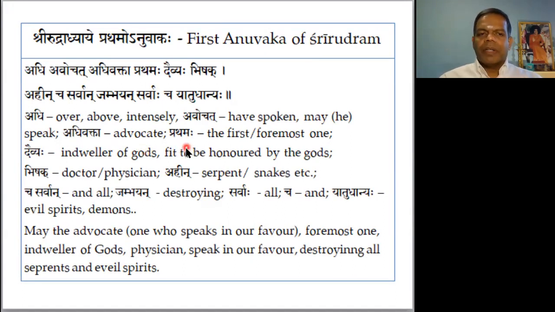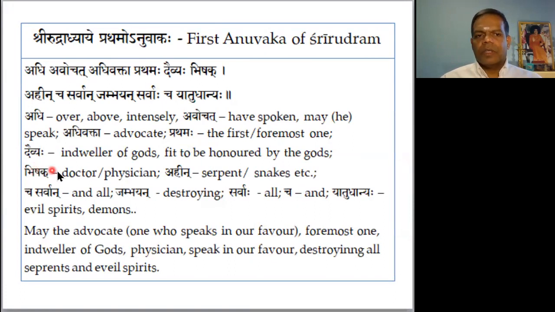Prathamaha. Prathamaha means first, or the foremost one. Like many of you know, Prathama Vandana means one to whom you worship first. So he is the supreme. He is above everyone else. So Prathama means first or foremost.